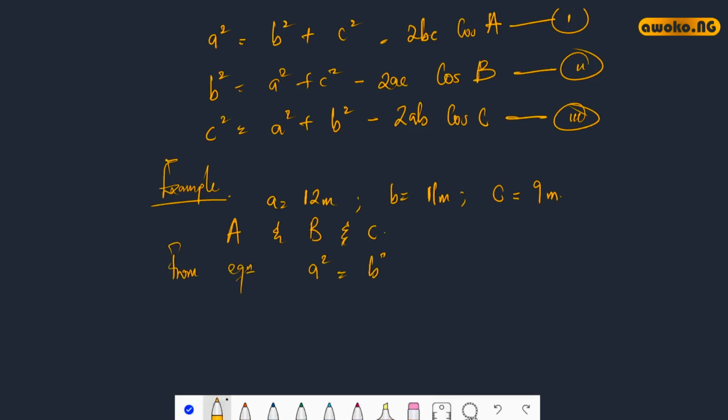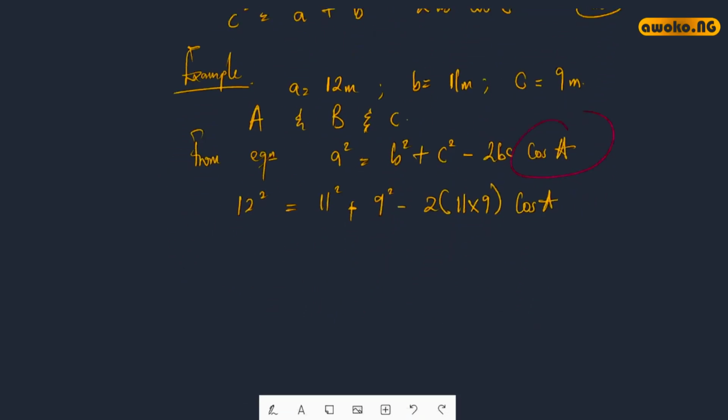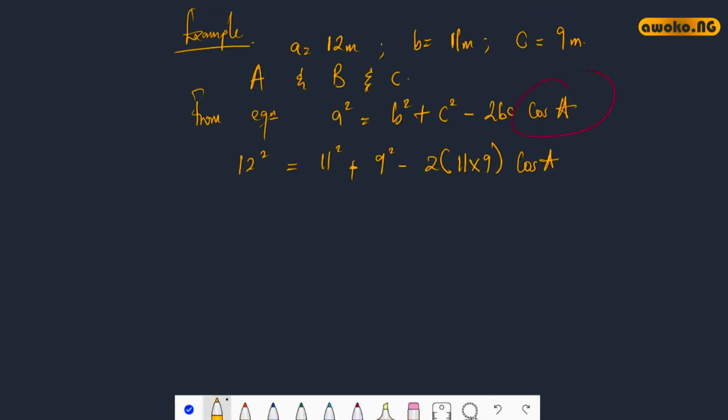we have a squared equals b squared plus c squared minus 2bc cos A. Now we have the three sides given, so we can substitute for them in this equation, collect the like terms and solve for our angle A. So we have 12 squared equals 11 squared plus 9 squared minus 2 times 11 times 9 cos A. Therefore, we can simplify this further to be cos A equal to 11 squared plus 9 squared minus 12 squared all over 2 times 11 times 9.